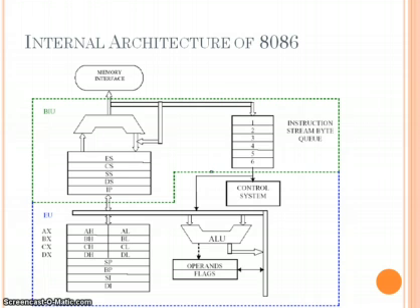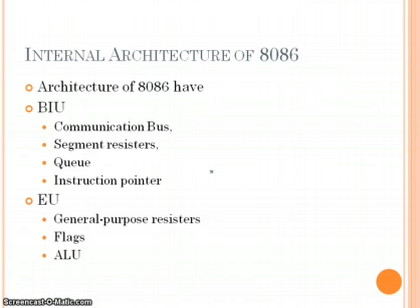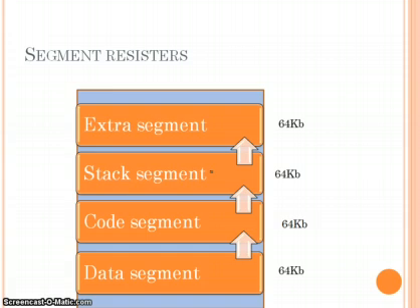Similarly, we have the execution unit, that is EU, which is responsible for execution of the program that is provided by the user to the microprocessor. It contains general purpose registers, flags, and the ALU, that is arithmetic and logical unit. So here we have the details of the internal architecture of 8086.